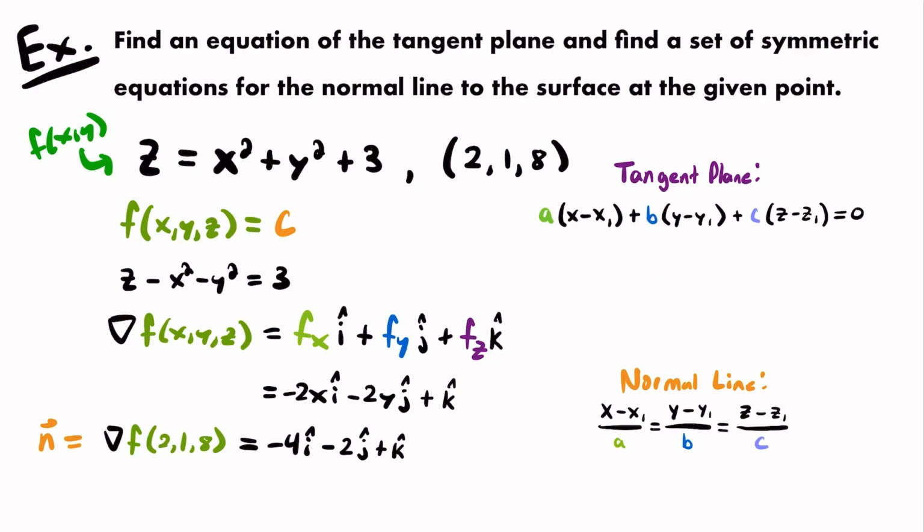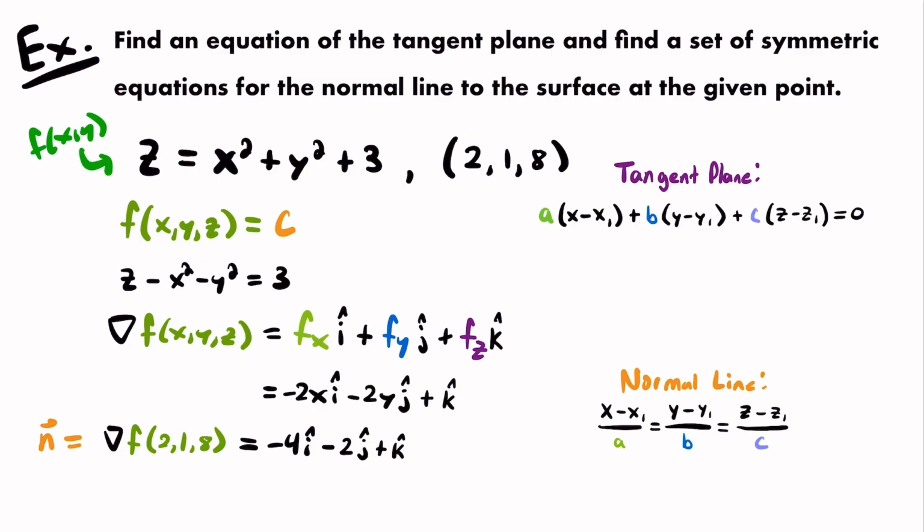And then for the normal line, remember that a set of symmetric equations for a line in 3D space looks like this, where once again, a, b, and c are the components of a vector that has a direction that you want for that line. So in this case, if we use the components of a normal vector, we will get a normal line, and then x1, y1, z1 are the coordinates of a point on that line, which will be the same point that we're going to use for the tangent plane, which is this point right here that we've been given, right? That is the point where we want to find the tangent plane and normal line on this surface.